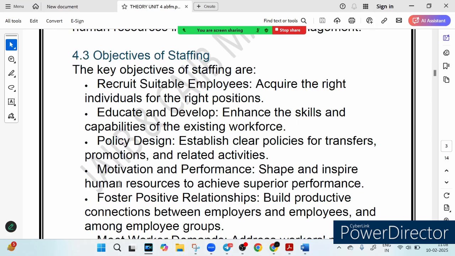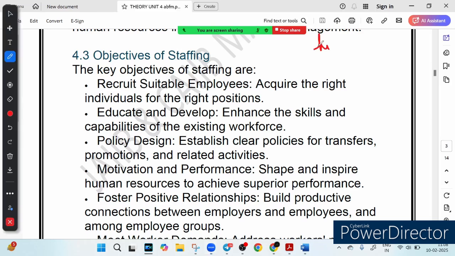So friends, ever wondered why staffing is not just about hiring people? Just now I have told you that it's not just about hiring people, right? It is more than that. It is about building a dream team and keeping them happy and motivated. So in this particular slide, I will simplify the objectives of staffing for you. Now, what are the objectives of staffing? Think of it like this. Staffing is not only about finding the right people, but also helping them grow, keeping them. So these are the keywords you must know: grow, motivated, and a strong relationship.